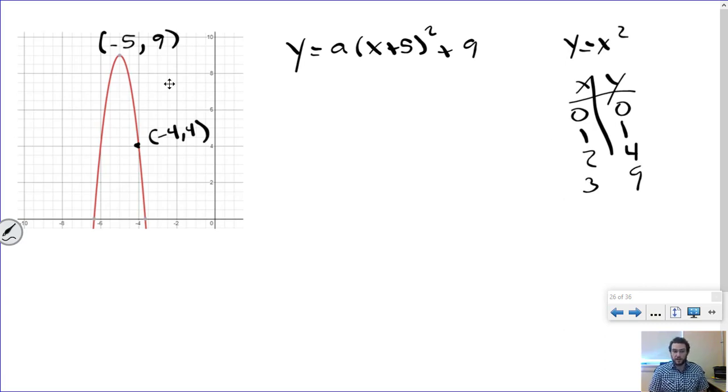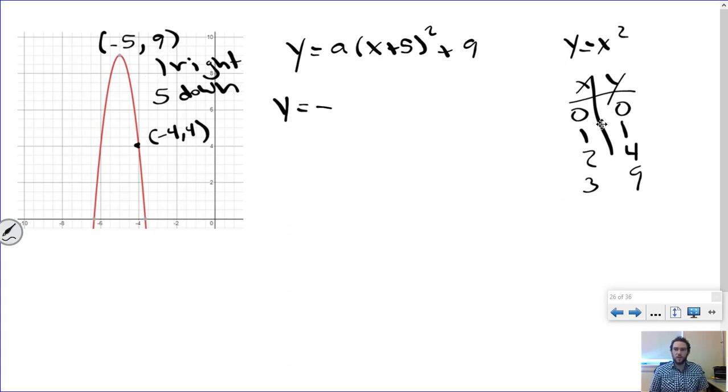For this new function, however, when I move from -5 to -4, that means I'm moving 1 unit to the right. I go from 9 to 4. So that means I'm moving 5 down. If we compare our parent function, where we went over 1, up 1, this time we're going over 1, down 5. So right away, I know that my new quadratic has to be negative because it's opening down instead of up. But what is the value of a here?